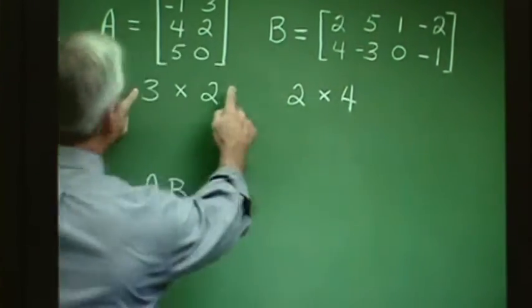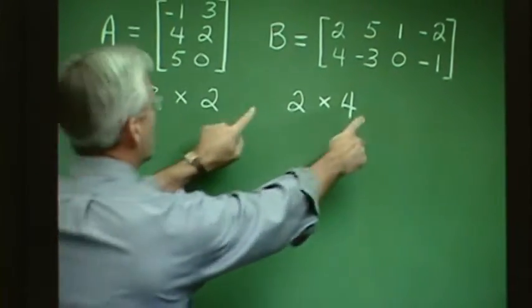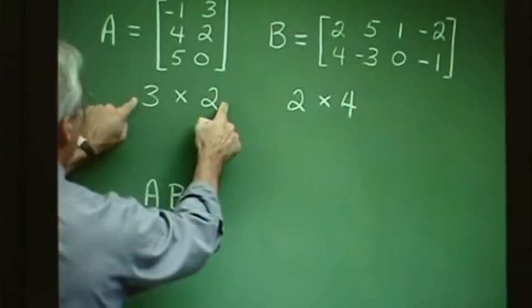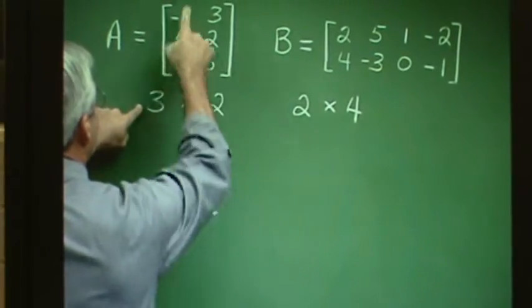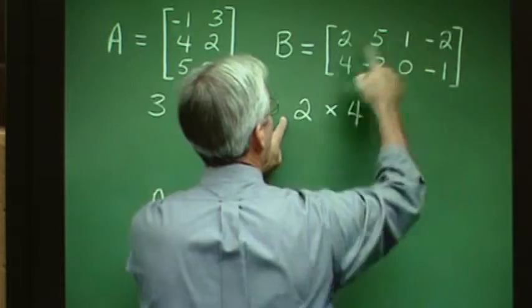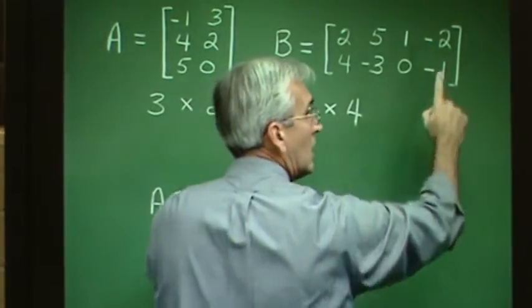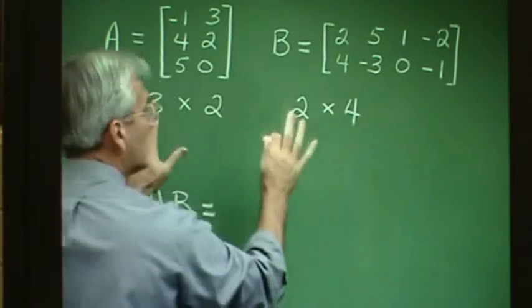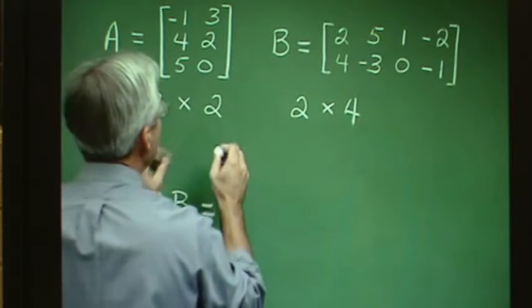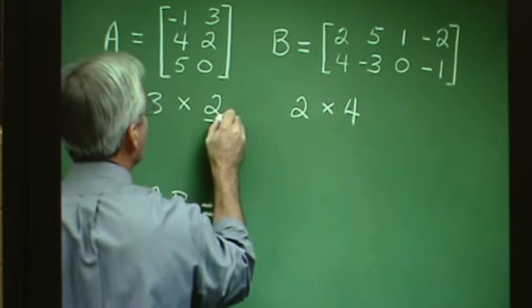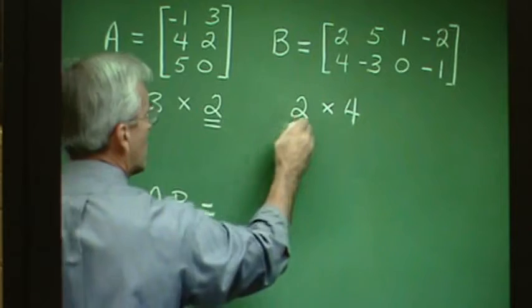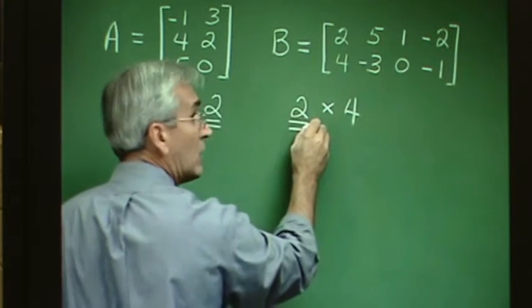Now, this is a 3 by 2 matrix, and this is a 2 by 4 matrix. It's a 3 by 2 because we have 3 rows, 2 columns, 2 by 4 because 2 rows, 4 columns. All right, it turns out that we can only multiply matrices in which the number of columns of the first one corresponds with the number of rows of the second one.